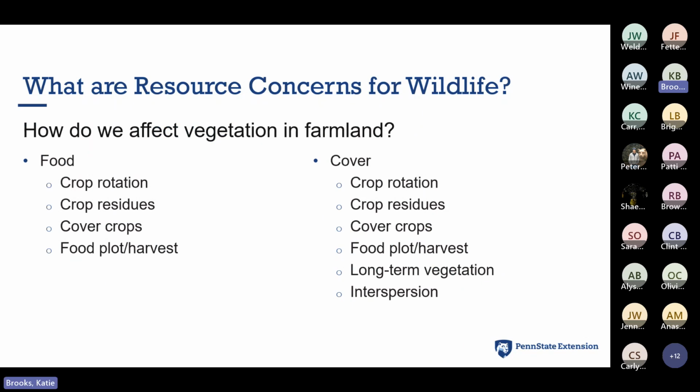So how do we affect vegetation in farmland? What can we do on farmland to impact the vegetation and manage for wildlife, and in the conservation practices that we use there? Some options are using crop rotation, which will help with both food and cover. Residues for food and cover. Cover crops are a great way to add food and cover. And then practices like long-term vegetation, buffers, and also making sure that we have some interspersion, or just breaking up fields into different smaller habitat areas, is also really important when we're talking about cover.